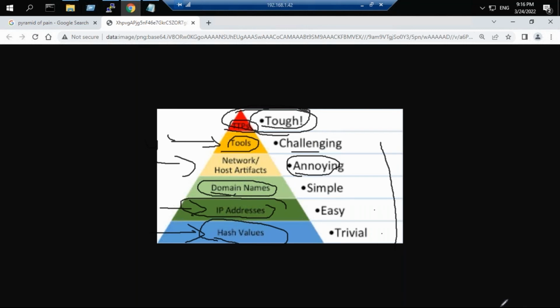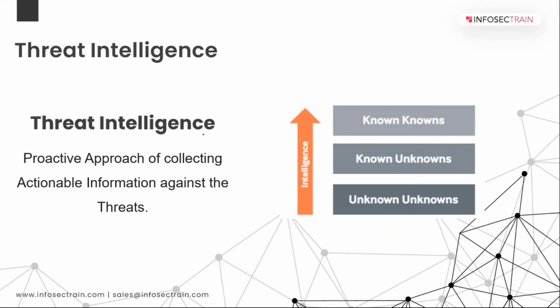So the Pyramid of Pain says that you can collect the TTPs. It will be tough to collect, but it will also be tough for attackers to change, right? And you will not be getting as much information from them. So threat intelligence is also a very good domain.